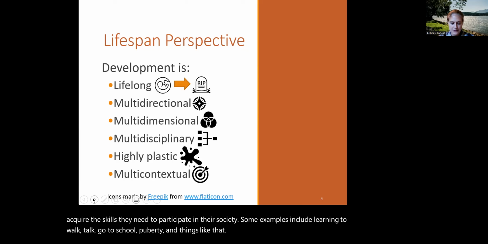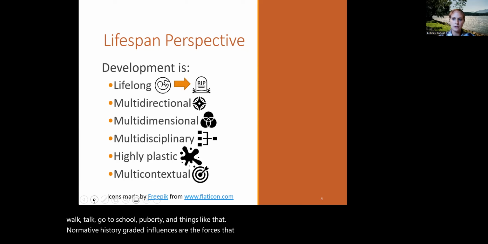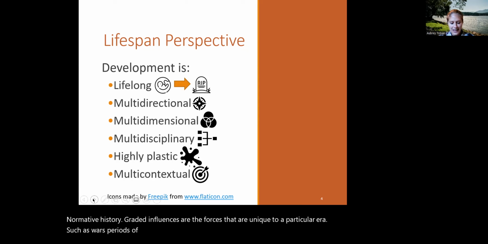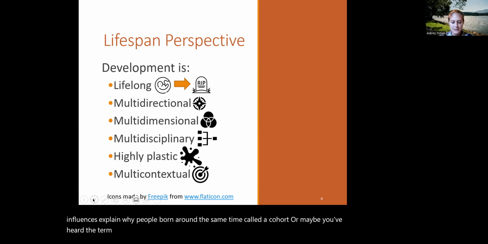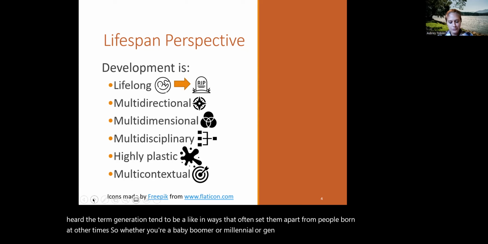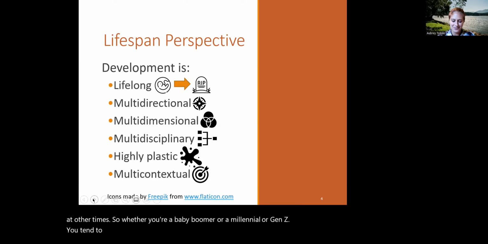Normative history grade influences are the forces that are unique to a particular era, such as wars, periods of economic prosperity or depression, and changing cultural values. These influences explain why people born around the same time, called a cohort, or maybe you've heard the term generation, tend to be alike in ways that often set them apart from people born at other times. So whether you're a baby boomer, a millennial, or Gen Z, you tend to have some similar backgrounds because of certain normative history grade influences that were occurring while you've been developing.